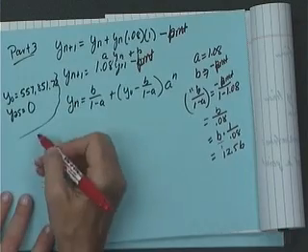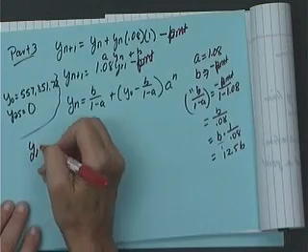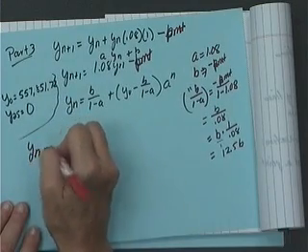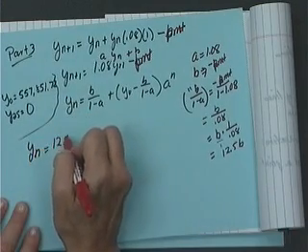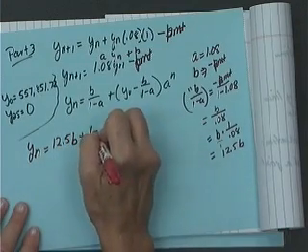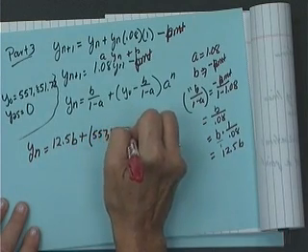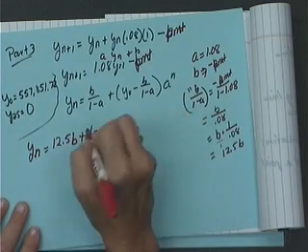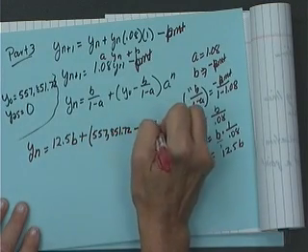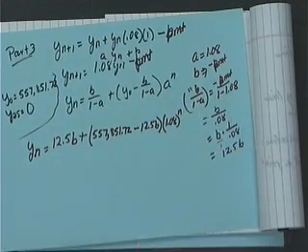All right, here we go. So Y sub n is 12.5B plus Y sub 0, which is 557,851.72 minus 12.5B, times 1.08 raised to the n. All right, are we good so far?